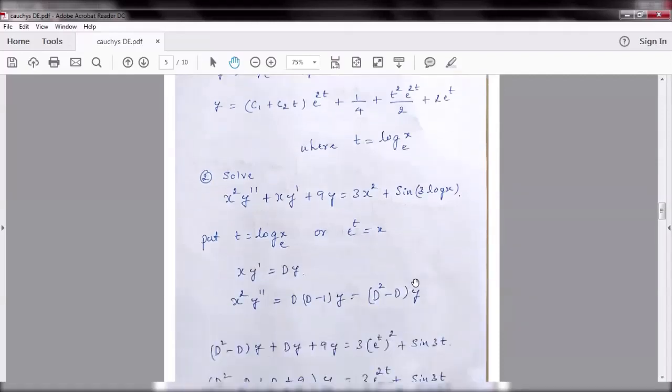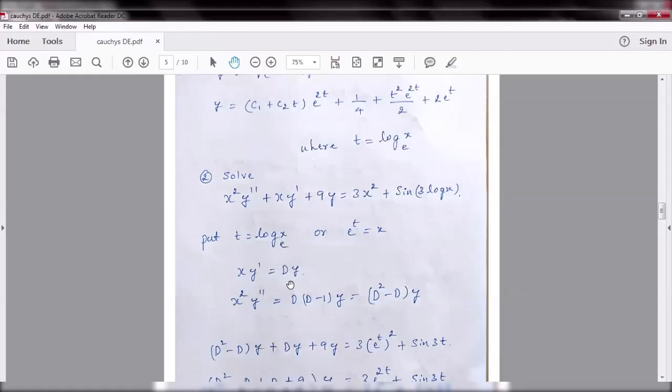Now we'll take another example: x² y'' + x y' + 9y = 3x² + sin(3 log x). Put t = log x to base e, or e^t = x.